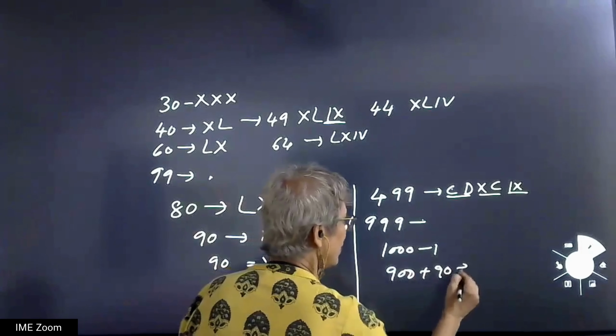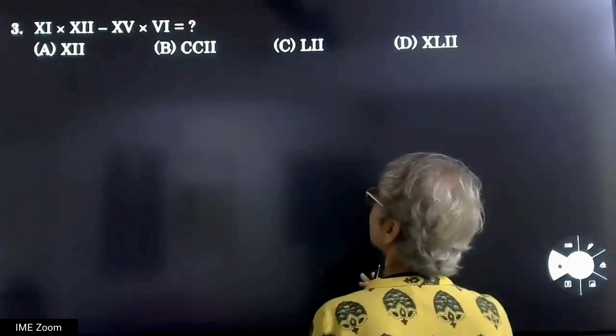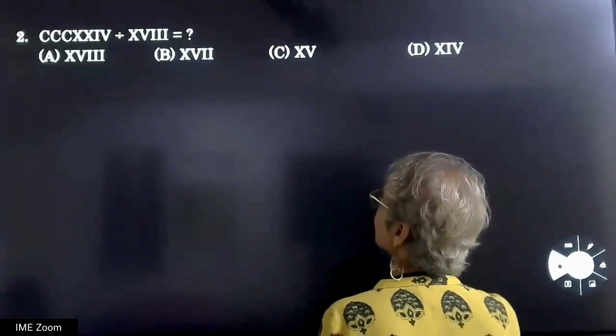Okay, let us see now what is given. Look here, this is CCC, XXIV. Let us first find out what number it is. C, that is 100 plus 100 plus 100. Then XX is 10 plus 10 and plus 4. So what is the number? 324. It is 324.